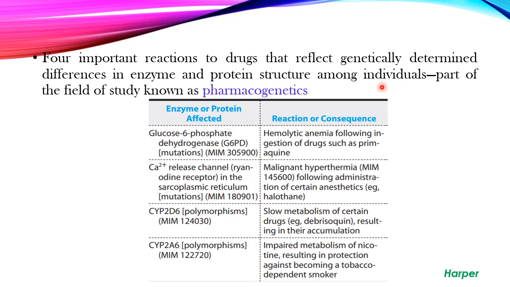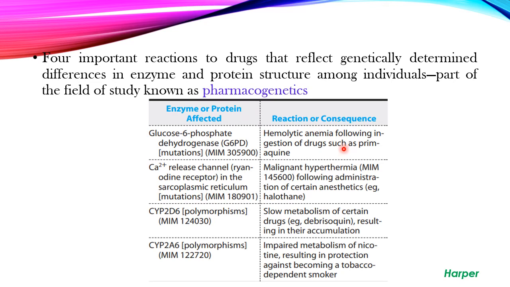There is another big domain of science called pharmacogenetics, which basically studies the effect of the genetic material on the response which is generated against the drug. In this column, we are going to see the enzyme or protein affected in one specific individual, and then we are going to see the reaction, response, or consequence of this altered genetic material on the drug.